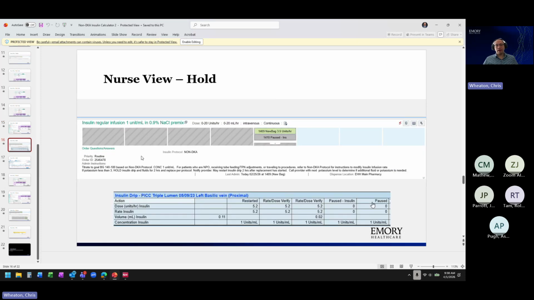This is sort of how it will look in EPIC without interop, but if you have interop enabled and the values are flowing in, we will see two MAR actions. We'll see the one we documented in EPIC as paused insulin, and then we will see the paused action when it is actually paused at the pump.